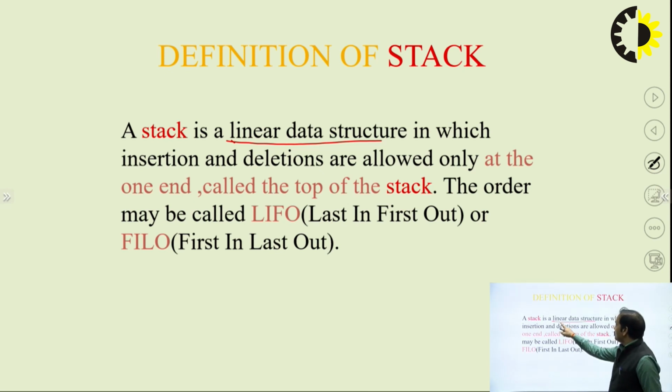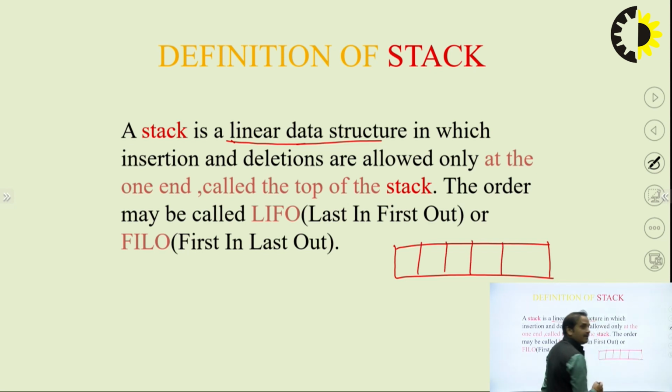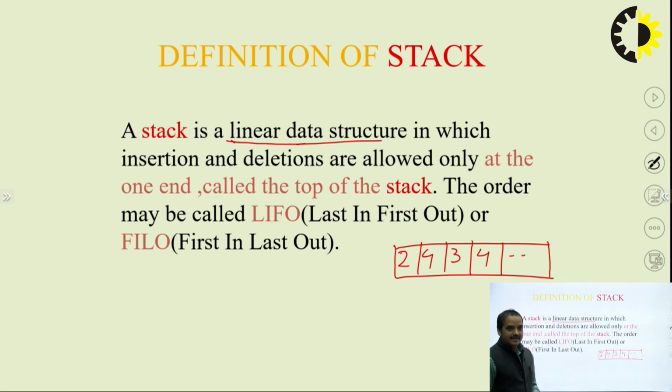Here we use the term linear data structure. Linear data structure means data is stored in contiguous memory allocation. Let us take an example of an array like this. This is an array in which we want to store the data. Then we store the first position, then the second position, then the third position, then the fourth position, and so on. This order is called a linear collection of data elements.